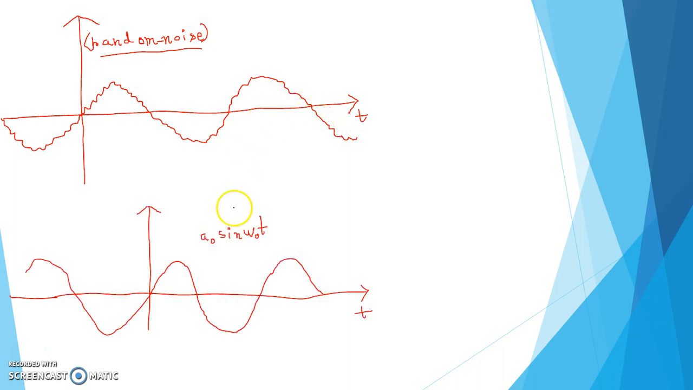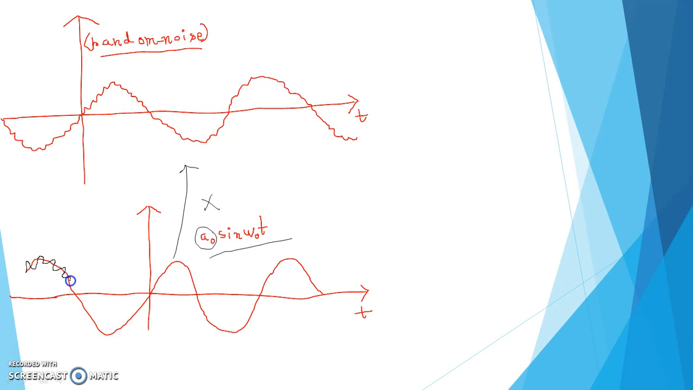First let us assume one pure sinusoid waveform, A naught sine omega naught t, with angular frequency omega naught, which is equal to 2 pi f naught. F naught is the frequency of the pure sinusoid, amplitude is A naught, and this is the diagram. Now this pure sinusoid is not this random noise. So what we do is superimpose another sinusoid in this way.